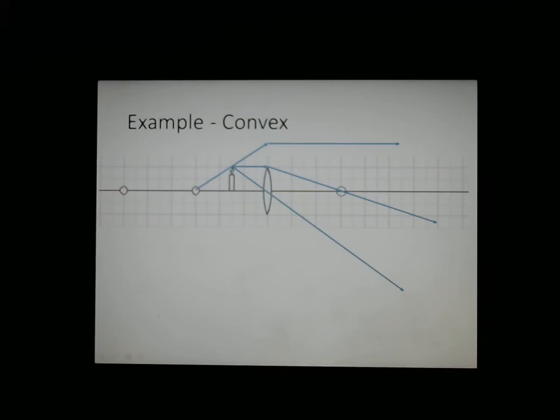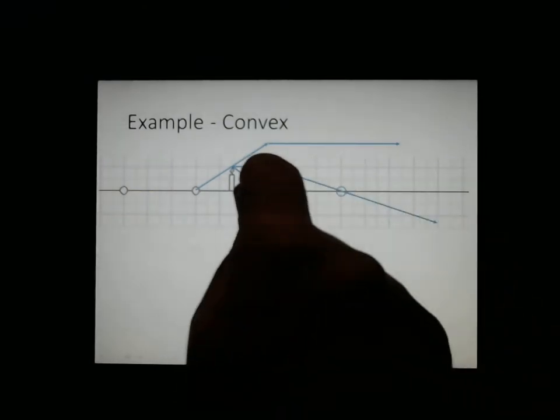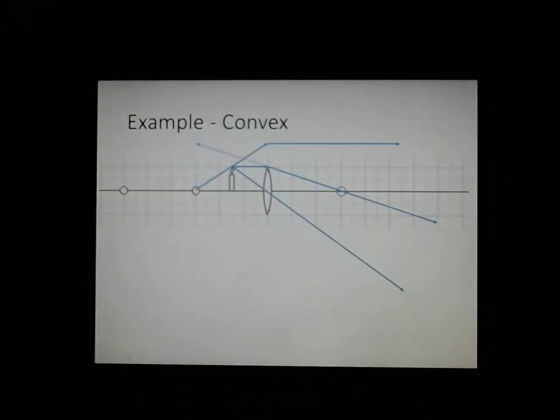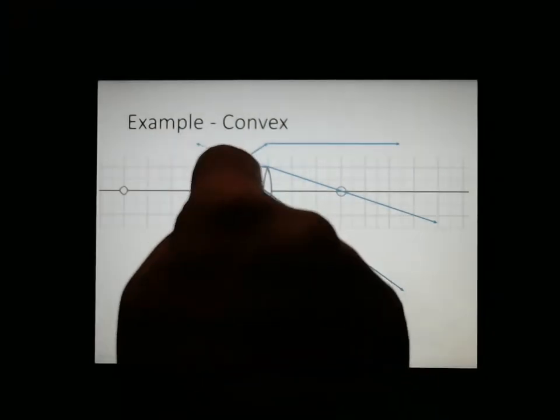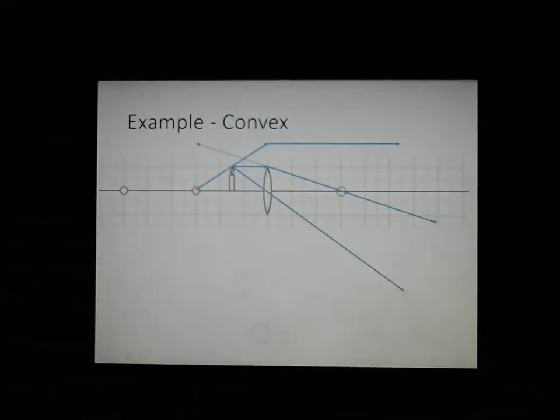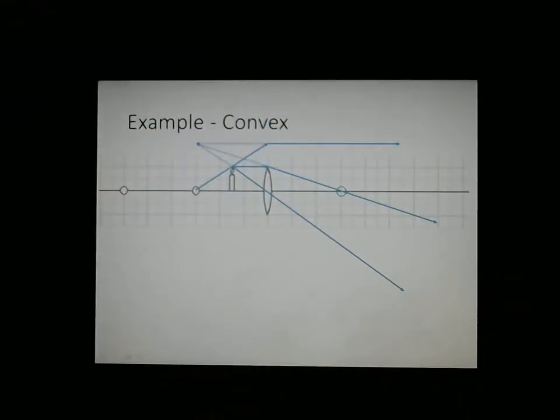Okay, so now what I'm going to do is backtrace each of these lines. So my first line, I'm going to backtrace this line that's going through the focal point. I'm going to backtrace it up here. Second line, my line that's going straight through the center, I'm going to backtrace it up this way. Now we can see they're converging over there. And third line, backtrace it parallel. We see that they all converge. And so now my image is here.